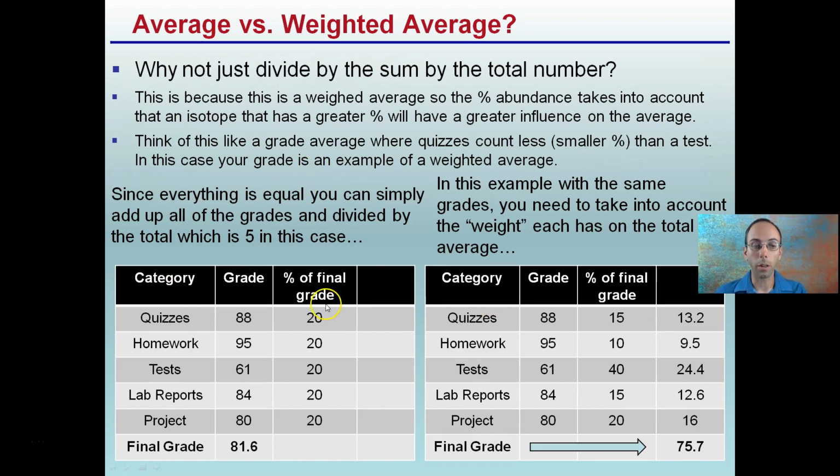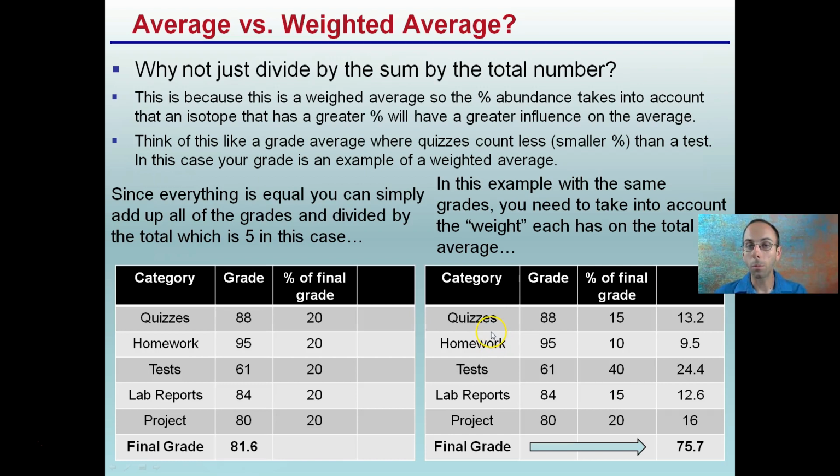So I have two examples here. In this case, the student gets the same grade on quizzes, same grade on homework, tests, lab reports, and projects. In this example, since everything is equal, if you notice our percent of final grade, everything is weighted the same, we can add up all these numbers and divide by the total. So we can add all these numbers up, divide by 5, because there's 5 different grades, and get our final average. Pretty simple. However, in this case, which is what we're going to focus on, this is a weighted average.